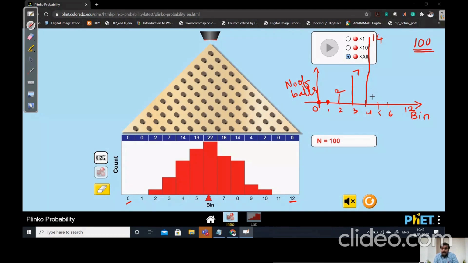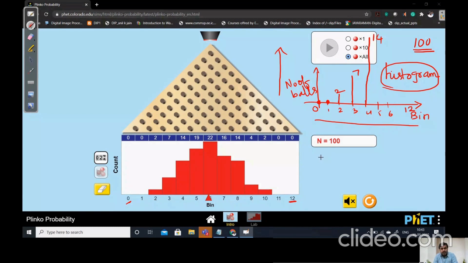Right. The plot I am showing you here is called as histogram. The plot here I am showing you simply the bins versus the number of balls. We call it as a histogram. Now, can you tell me, what is the probability of getting balls into the 0th bin?